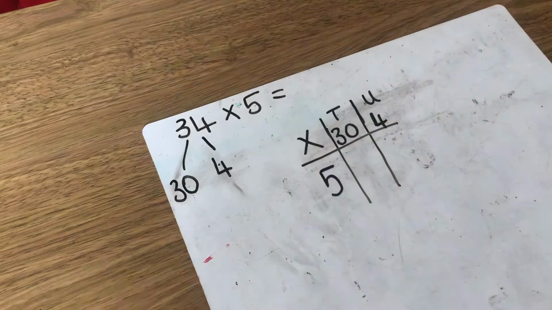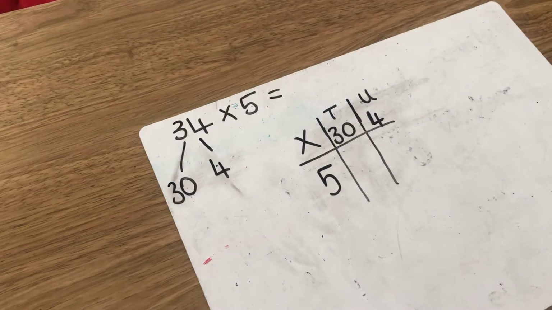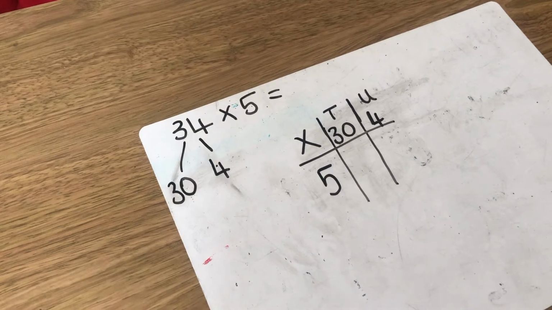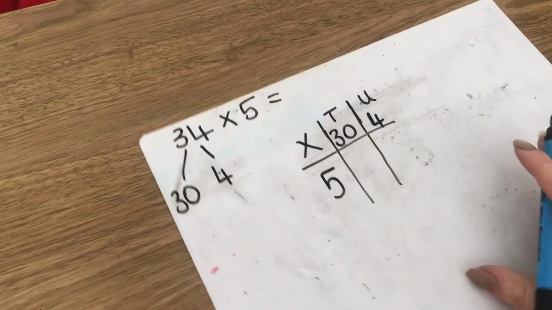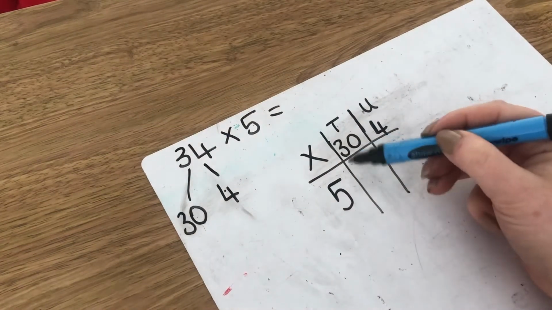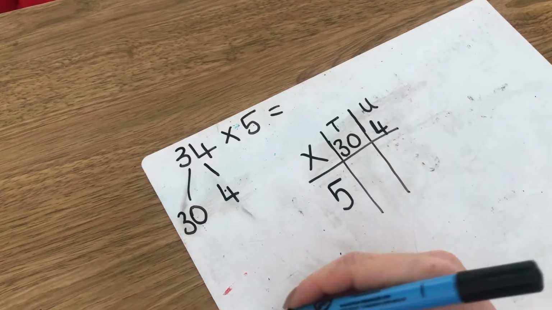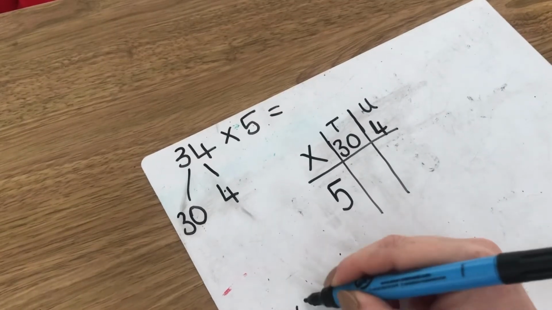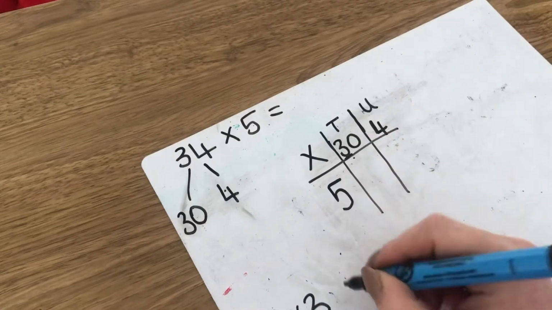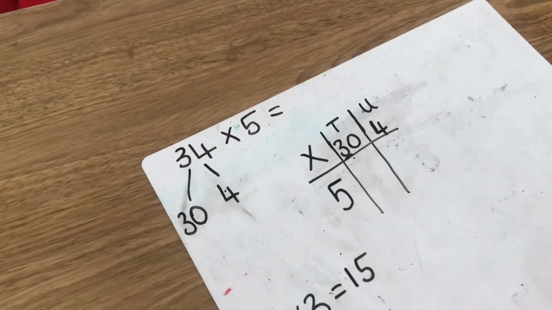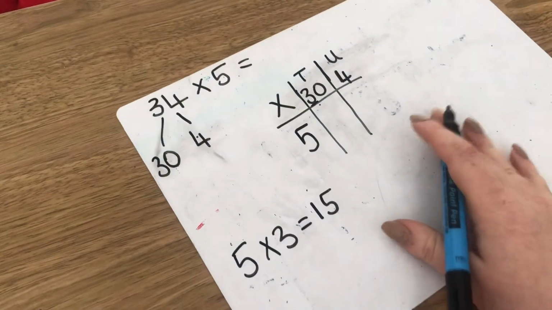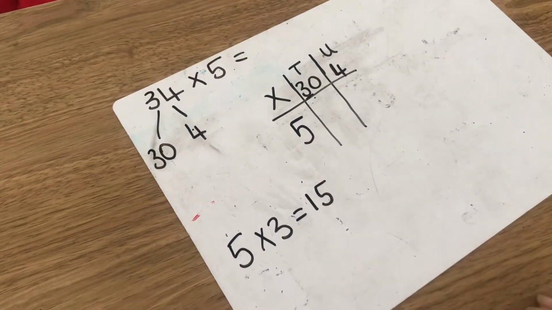So I am going to use some facts that I already know. That's what we love to do in class. Maths is great because it's all about linking what you already know. So if I use a fact that I already know for this, I already know that 5 times 3 is 15. Okay, so 5 times 3 is 15.